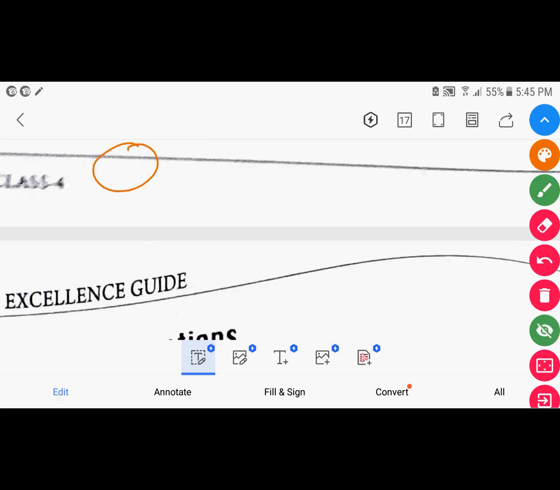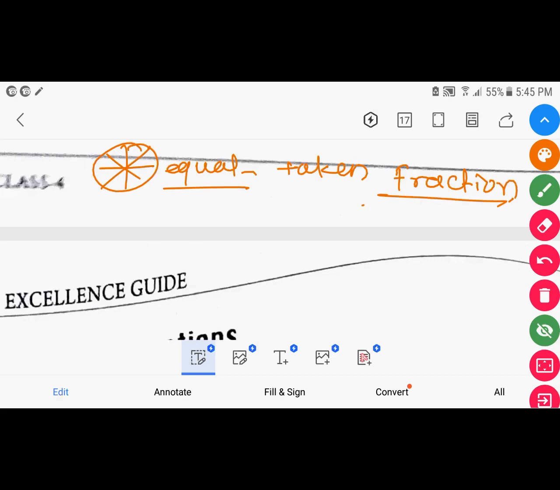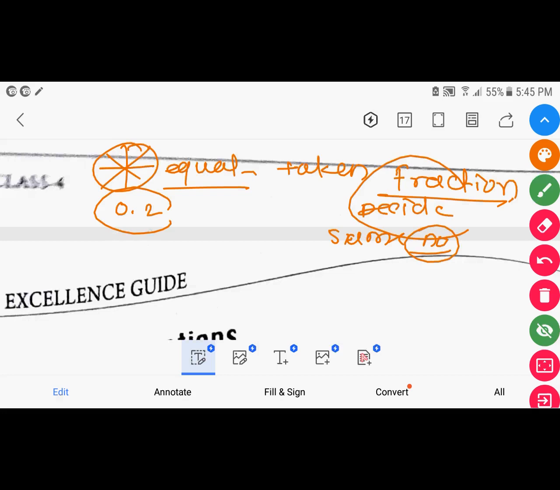If suppose something is there and we divide it into equal parts, and if some portion of the whole is taken out, then it is represented by a fraction. Fraction and decimal are two different ways to represent the same number. How I showed you, 0.2 in decimal form can be written in fraction form as 2 upon 10. Okay, decimals we will learn after some time.